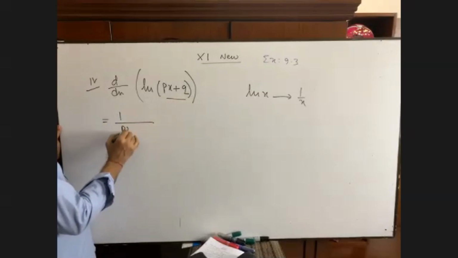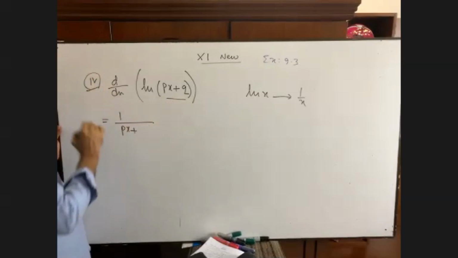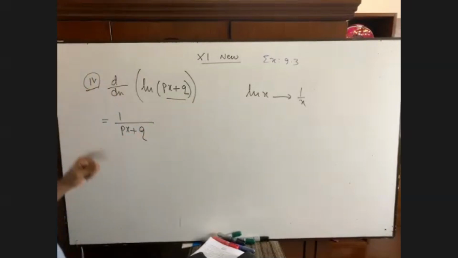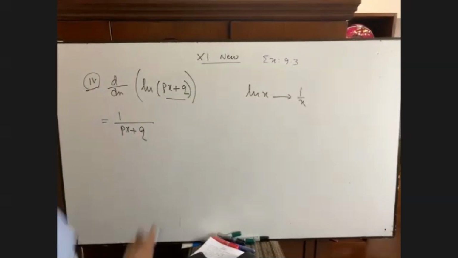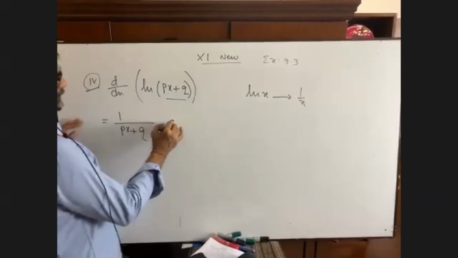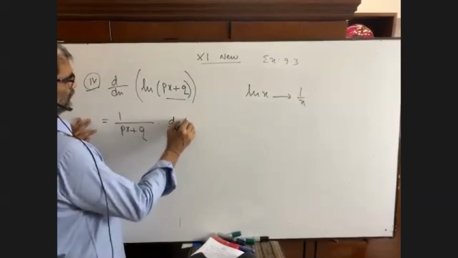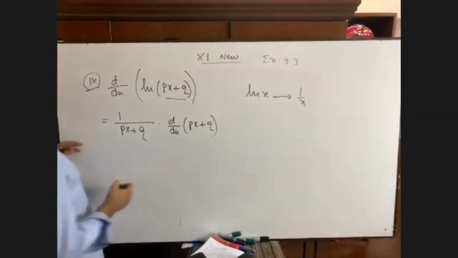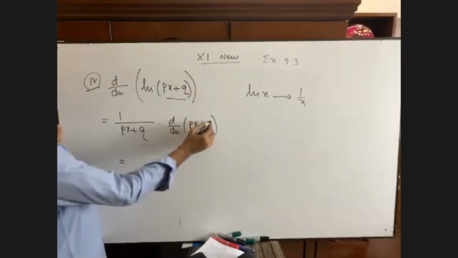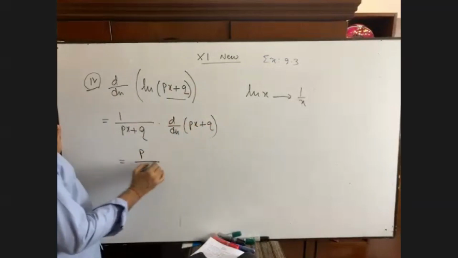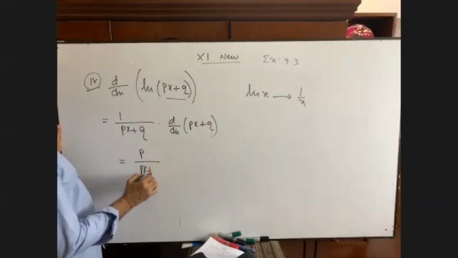Question number 4. Px plus q. What is x here? Px plus q is x here. So it is 1 by x. Ln x, so 1 by x. So d by dx, it is not only x, so it will be again differentiated. Now you see it is 0 as it is constant. Px is what? P. So we are done. P by px plus q.